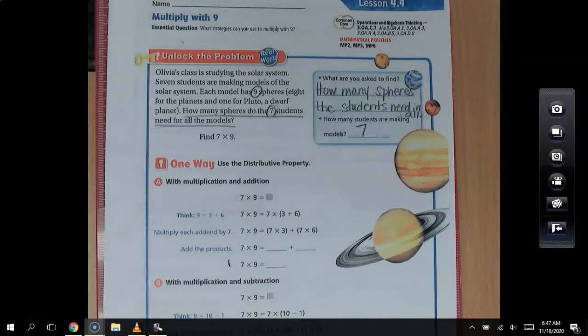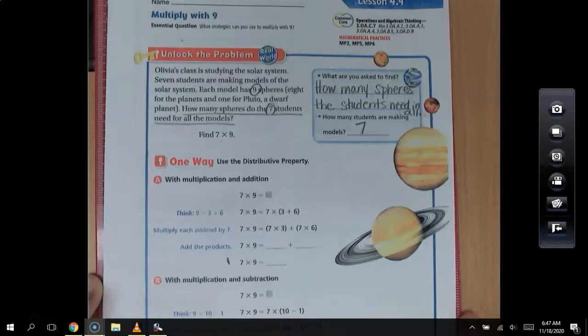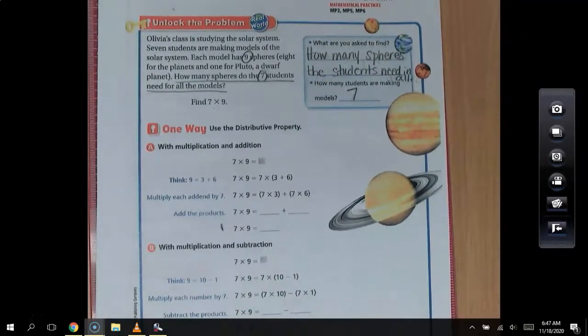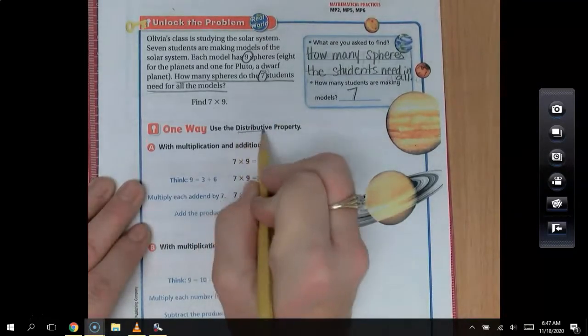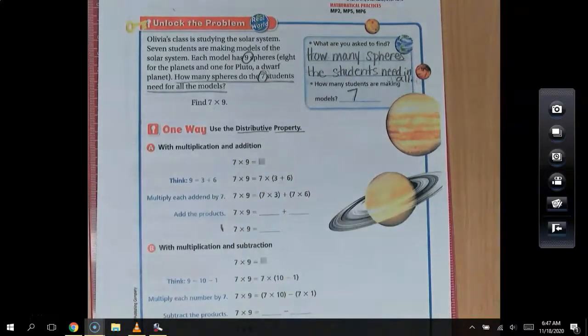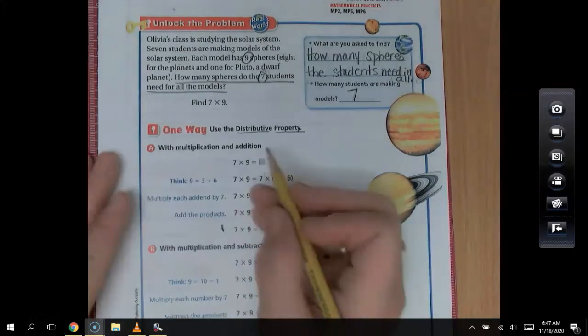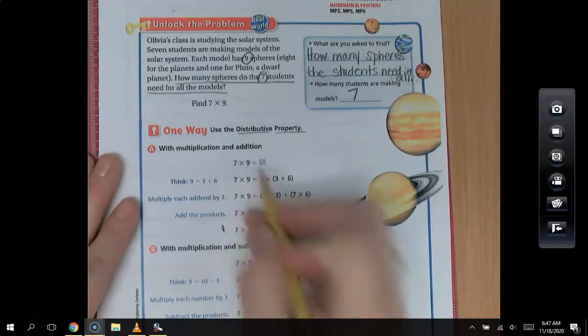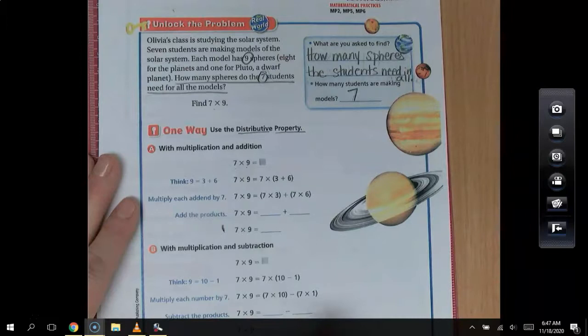Okay, so we know what we need to figure out. Now we just have to figure out how we can get there. This is where I'm going to show you several different ways to find this answer. One way that I'm going to show you is the distributive property. Now you just learned that in your last lesson. It says with multiplication and addition. So I have my main 7 times 9. That's what we need to figure out. Well, they want us to use the distributive property to figure that out.